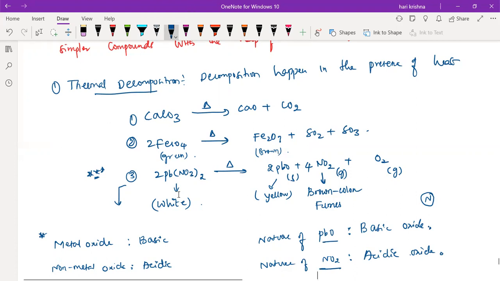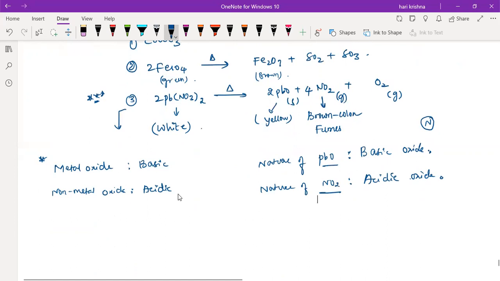In the same way, instead of lead nitrate, if I have taken the copper nitrate, what will we get? The black color. Very good. Can you tell me what the products are here?